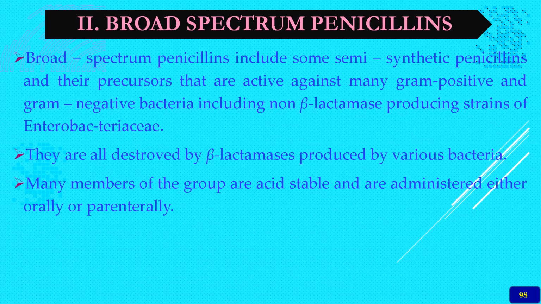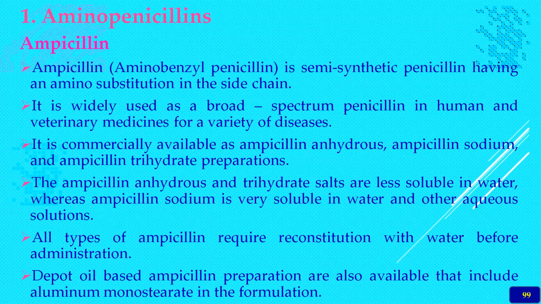So including non-beta-lactamase producing strains, especially the Enterobacteriaceae family, that's the E. coli, and they are all destroyed by the beta-lactamase produced by varieties of the bacteria. And many members of the group are actually acid stable and are administered either orally or parenterally. They are broad spectrum penicillins. So the general property is like this, and we will see the individual penicillins.